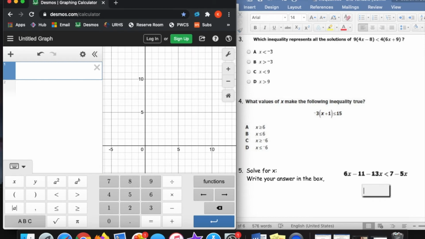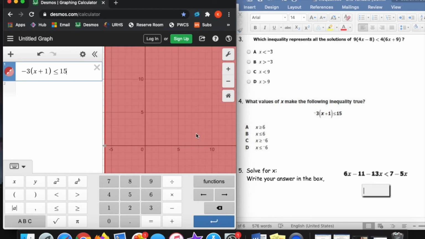Okay, so if I do the same thing for number 4, just to show this, negative 3 times x plus 1, and if we have that less than or equal to, you can press this less than or equal to there, or if you're using a keyboard like I am, you can type less than and then press the equals button, and it automatically puts the equal sign underneath it, which is cool. And that is less than or equal to 15.